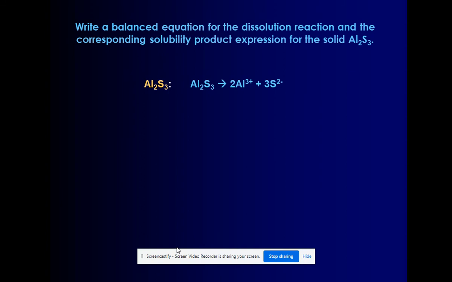Again, your Ksp is just the aqueous solutions or the gases that are present. You were told that aluminum sulfide was solid, so it would not be included in your equilibrium expression. And again, because we're dealing with solubility, we write it with a Ksp.